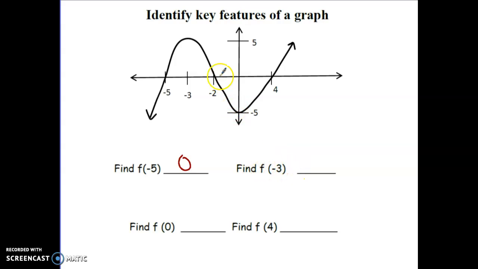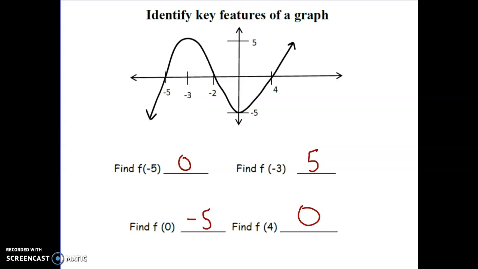All right, how about -3? So I'm going to go to -3, go until I touch the function. Now, what y value is that? That is a y value of 5. So the function value of -3 is 5. All right, the x value of 0, that's right here. And the y value of the graph, I'll go down till I touch the graph. The y value there is -5. And then at 4, right, there's my x value of 4. My y value is back to 0.